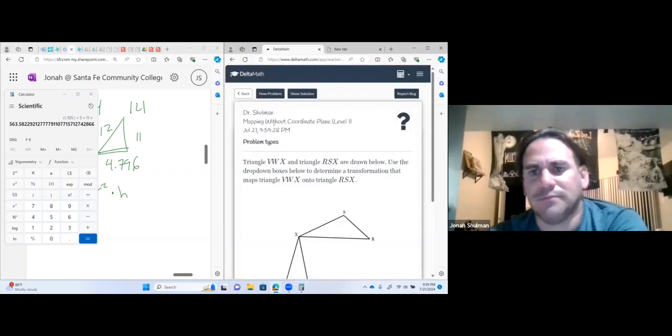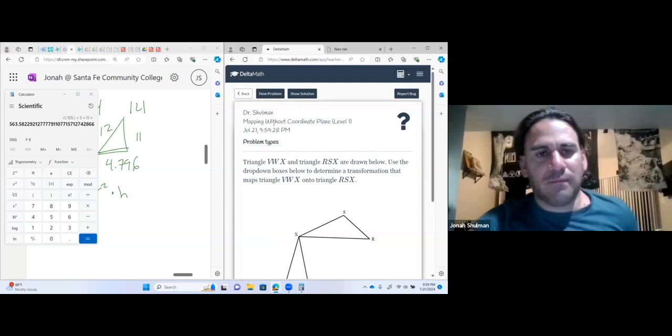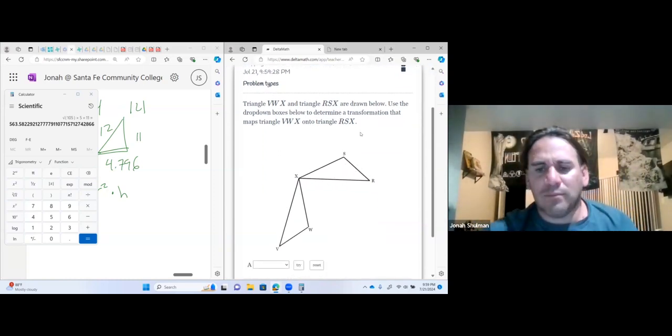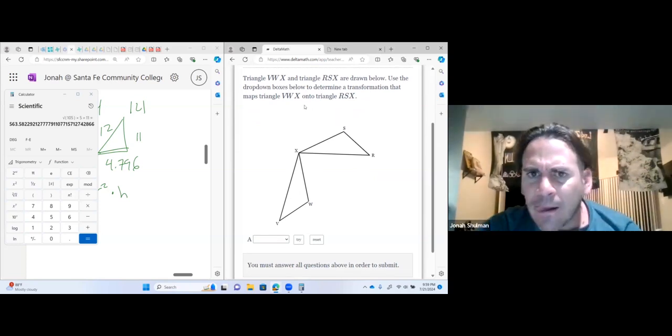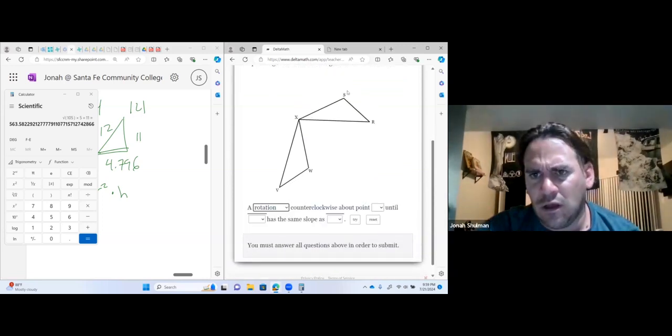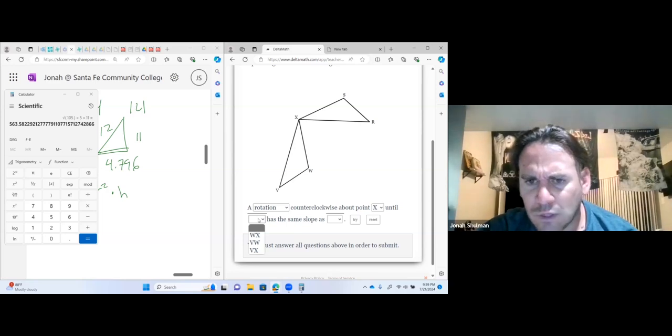All right, so let's do some mapping. So I wanted to have these at the end. I think this will really help the early math, like second grade or something. So can we match these? So that's the whole goal. What is this? This has to be a rotation. A rotation counterclockwise around point X. And then what has the same slope? I would do XR as the same slope as XV.